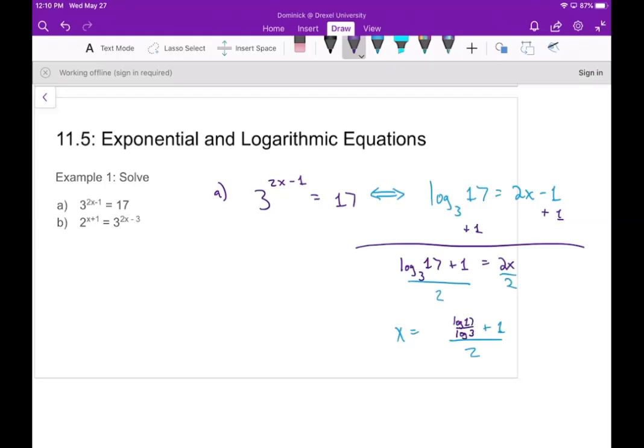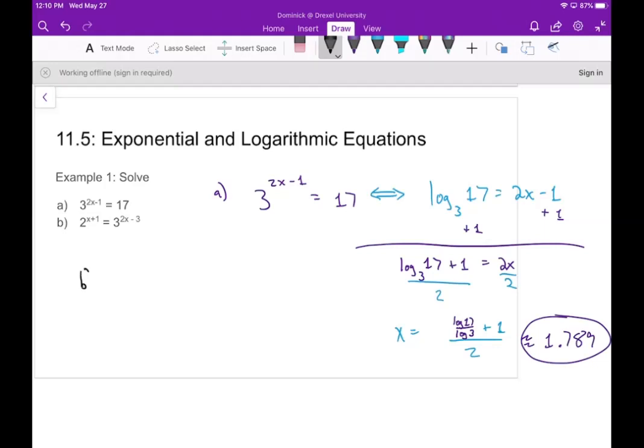So let's go ahead and just type this into the calculator. So if I do log of 17 divided by log of 3, I get some gross number for that, and then I add 1 to it, and then I divide it by 2, and then I get that x is roughly equal to 1.789. All right, so again, don't let the fact that you have logs in there bother you, because that's just some number once you type it out in the calculator.